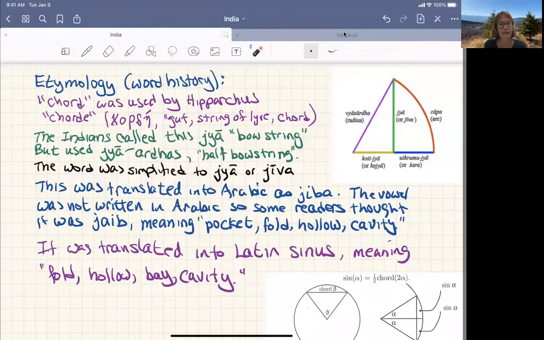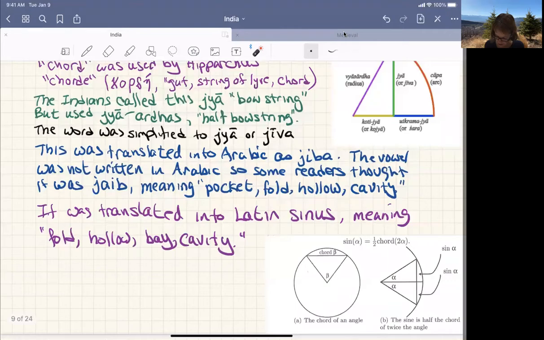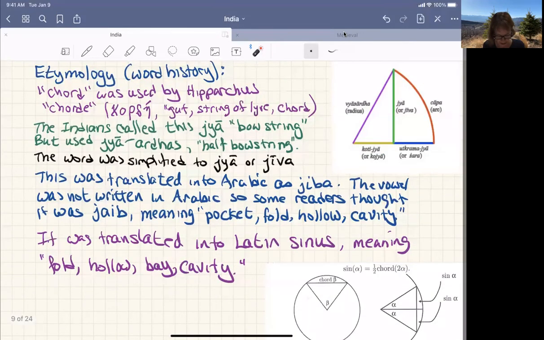And then what did the Indians call this? Jia, which meant a bowstring. And if you think about it, why would it be called a bowstring? Well, if you look at, for example, this image down here, this would be your bow, and then the string would be stretched tight. So it is kind of like a bowstring where the circle is the bow, and the chord is the string, which is stretched tight so that it's straight. So that does make sense.